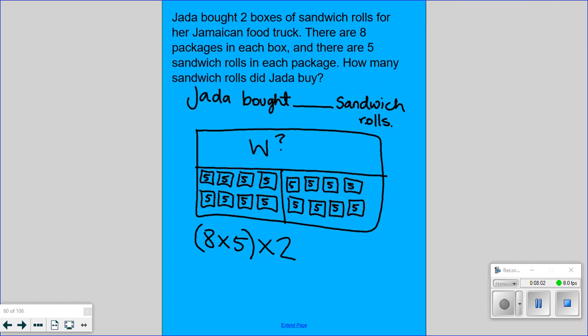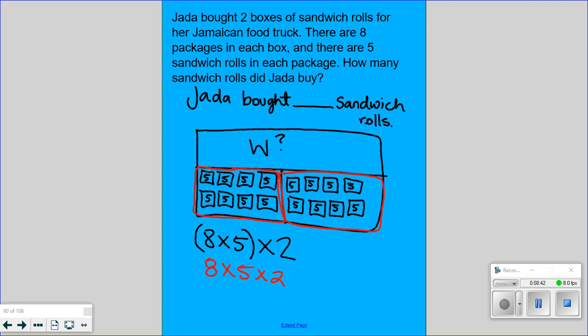Sure. So I have 8 groups of 5, and I have 2 groups of that. Can we see the 8 groups of 5 here? And then I have another 8 groups of 5. I could write this without the parentheses as 8 groups of 5 and then 2 of those groups. That is still correct. Exactly.